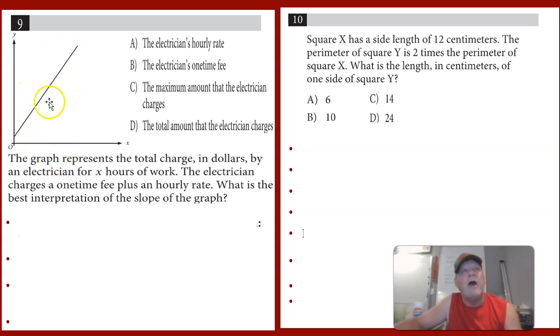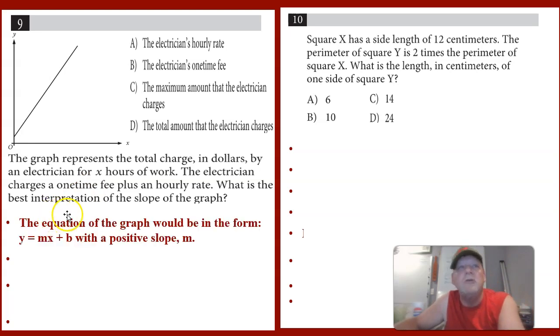So here's a graph of a line. It's a linear equation. It says the graph represents the total charge in dollars by an electrician for X hours of work. He charges a one-time fee plus an hourly rate. What's the best interpretation of the slope of the line? Well, A, it's saying the electrician's hourly rate. B, the electrician's one-time fee. C, the maximum amount that the electrician charges. And D, the total amount that the electrician charges.